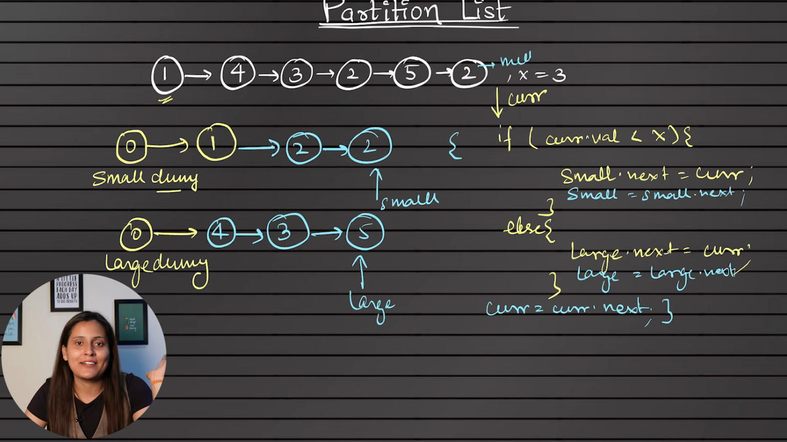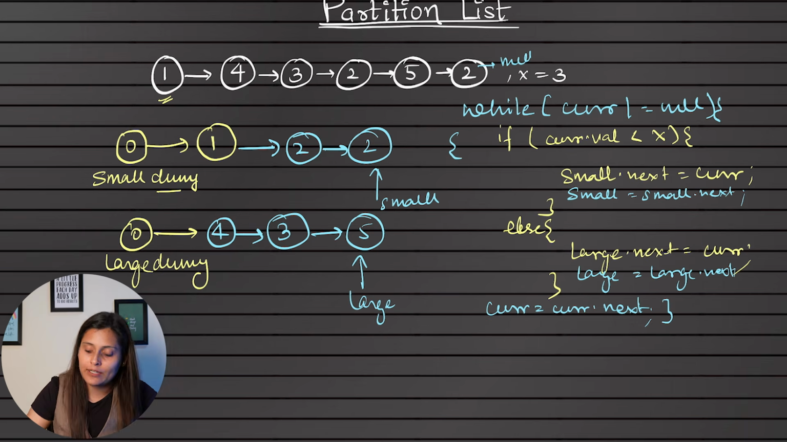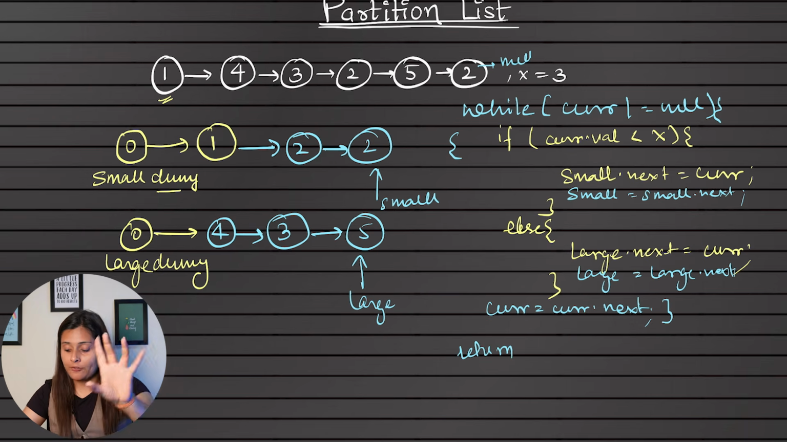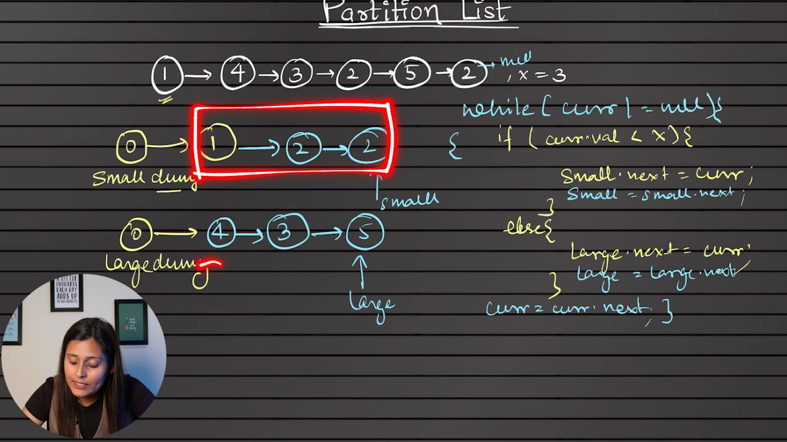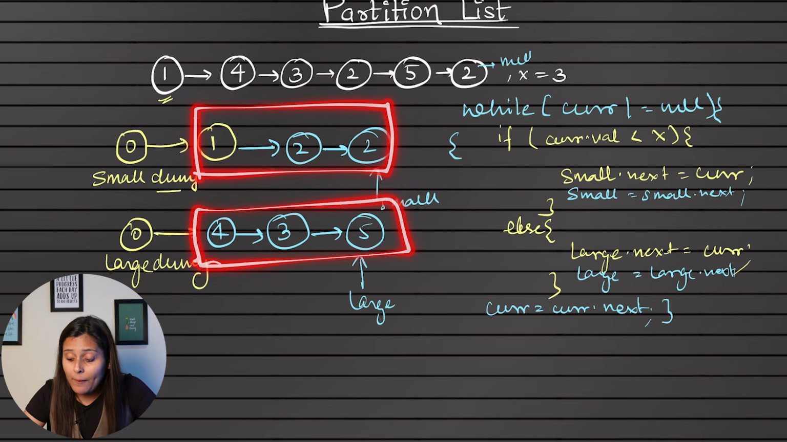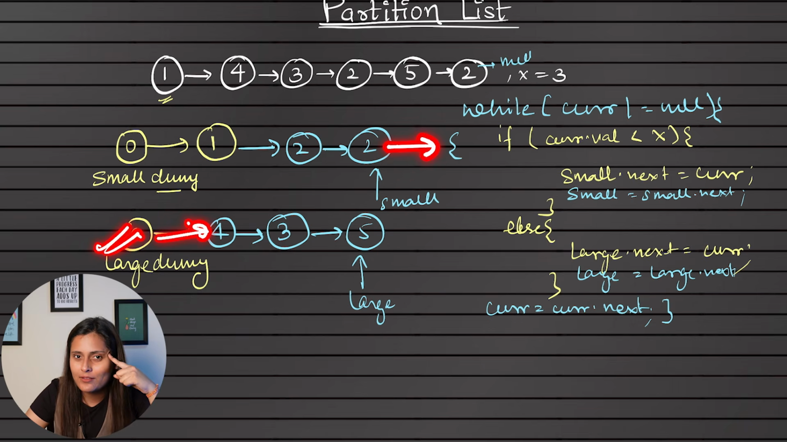So what will be the while condition? The while condition will be, yes, run this line of code until my current does not equal null. And that's it. And after coming outside, wait, before returning, we will not return now. Why? Because see, you have small, you have large. This is a linked list you have 1, 2 and this is a linked list you have 4, 3, 5. Okay. But don't you think we need to connect to its next? Come on. Yes. Large dummy dot next?